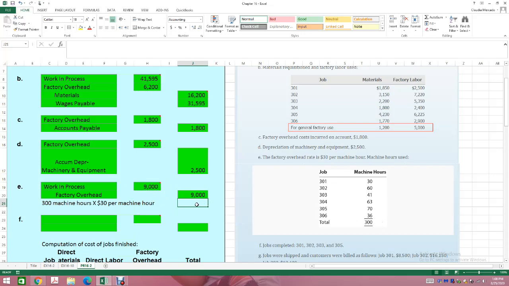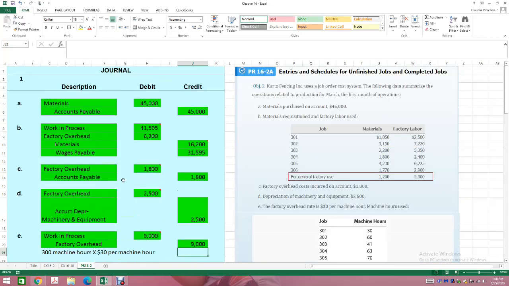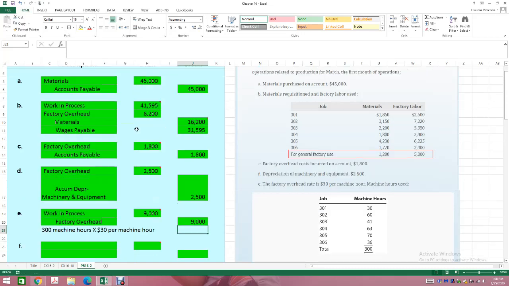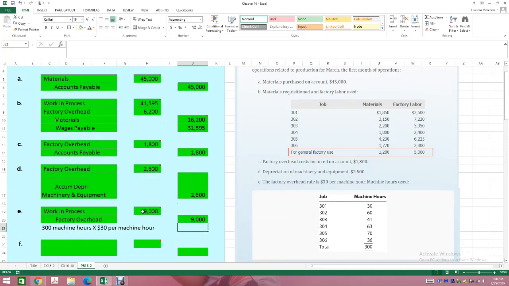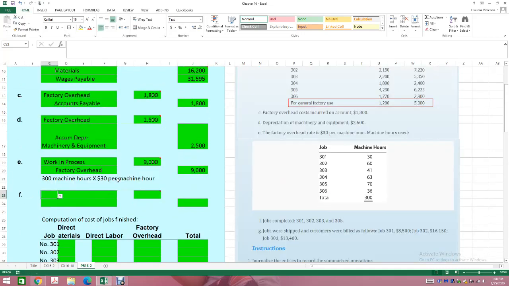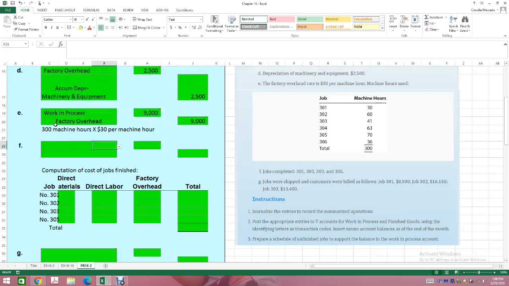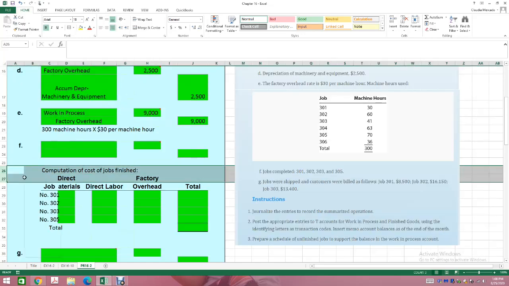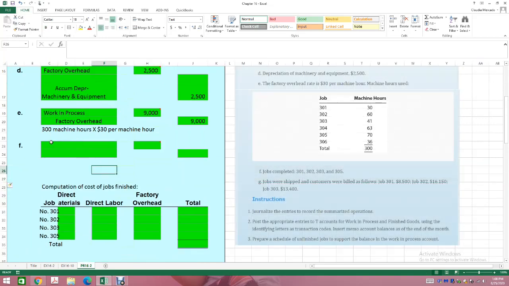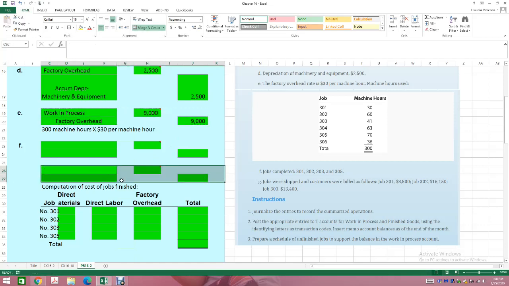So what we did here is we added our overhead into our work in process. So in work in process right here, I have my materials, my labor, and now I have my overhead down here. Okay. Letter F. I think I need to insert cells, control copy, control paste. Okay.